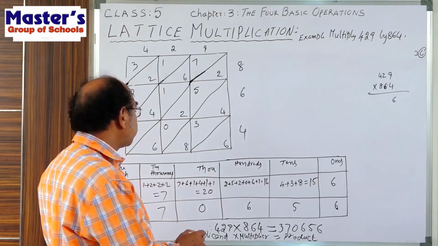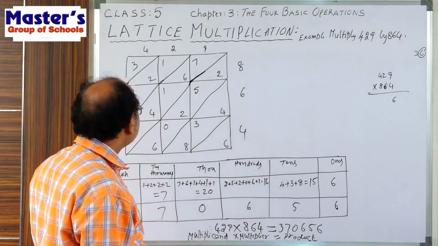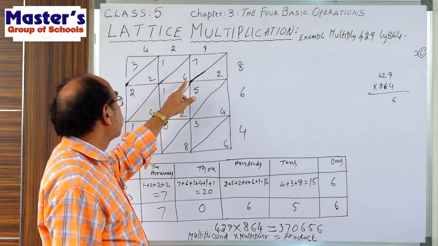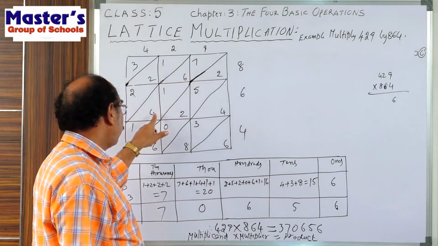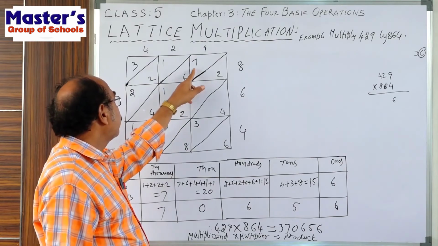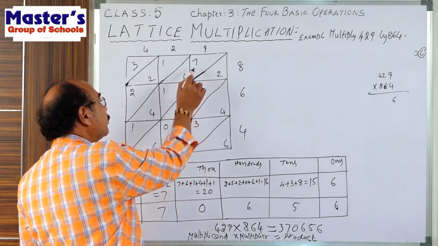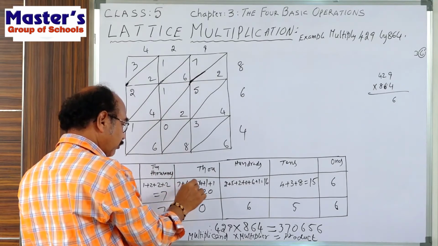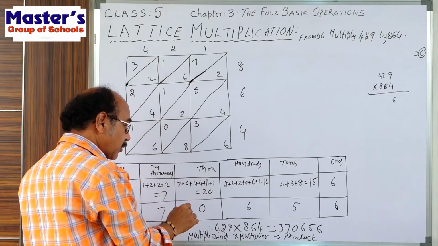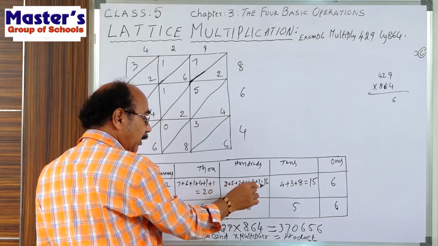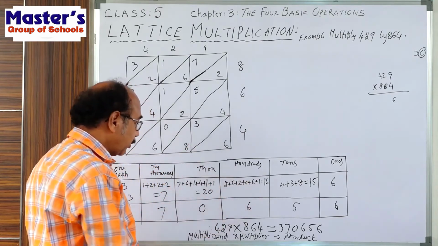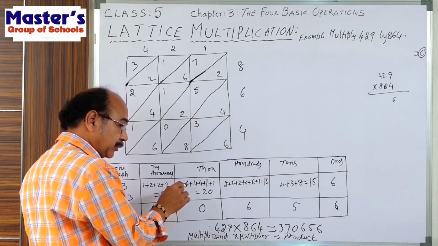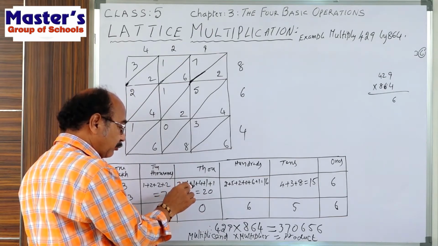Now what are the digits in the thousands place? You see, this diagonal is 7, 6, 1, 4, 1. And 1 is carried. Last one is carried. Now add 7 plus 6, 13. 13 plus 1, 14.